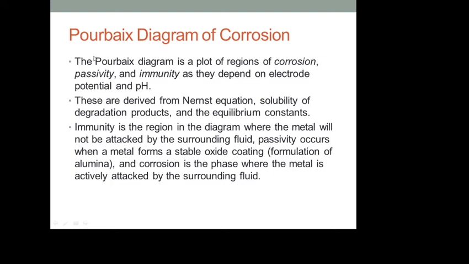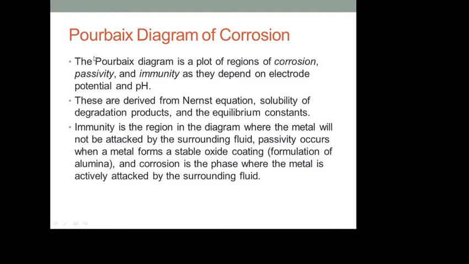The immunity region, as the name suggests, is the region in the diagram where the metal is not attacked by the surrounding fluid. Passivity occurs when metal forms a stable oxide coating, like the formation of aluminum oxide, alumina, on the surface of aluminum. Aluminum as such is quite reactive, but it reacts vigorously with oxygen in the atmosphere and forms alumina, which is very stable.